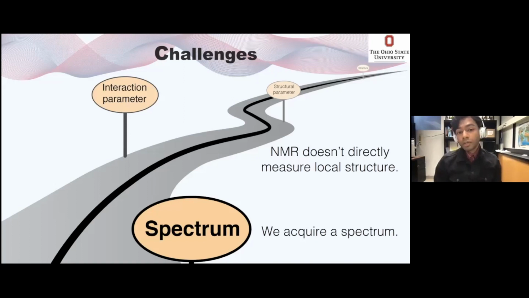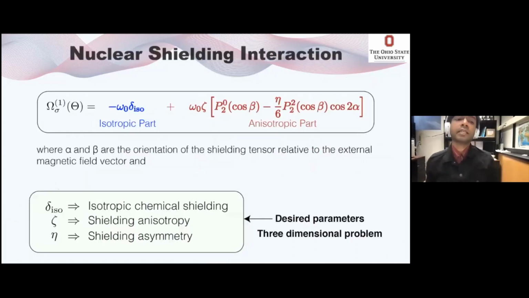So what I'm going to focus on here is the spectrum to interaction parameter, but more specifically, the nuclear shielding interaction, which, if you write down an expression, is given in two parts. First is the isotropic part, shown in blue, and the second is the anisotropic part. The anisotropic part depends on the orientations alpha and beta, which is the relative orientation of the shielding tensor with respect to the external magnetic field.